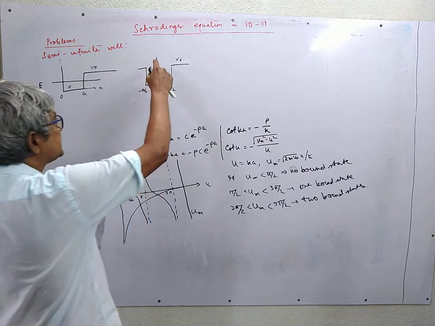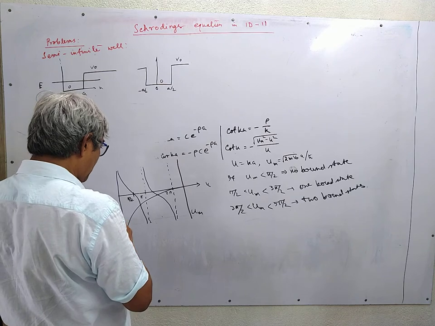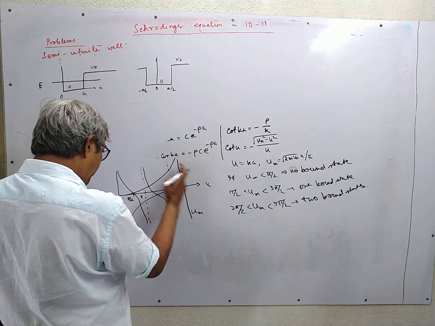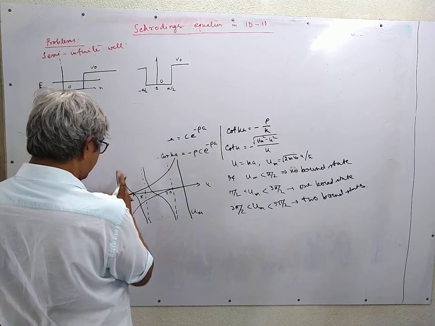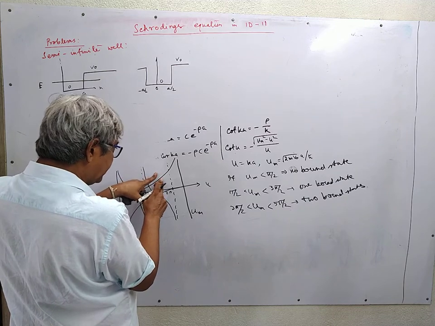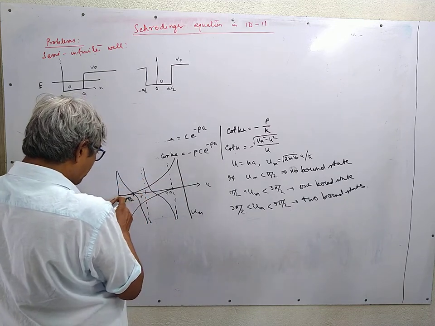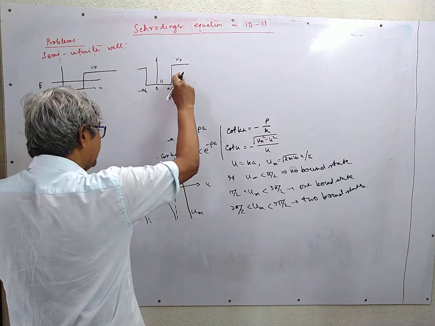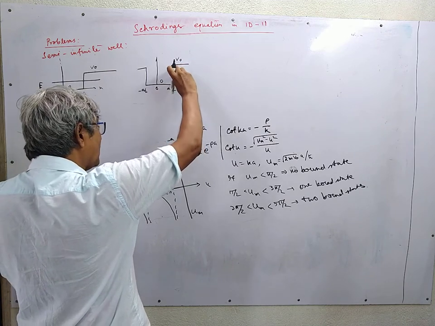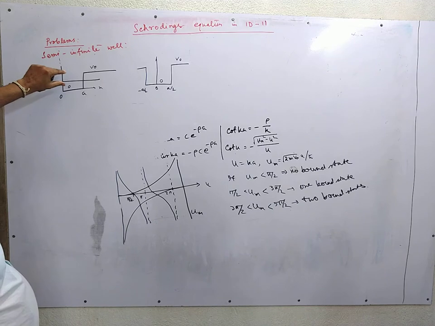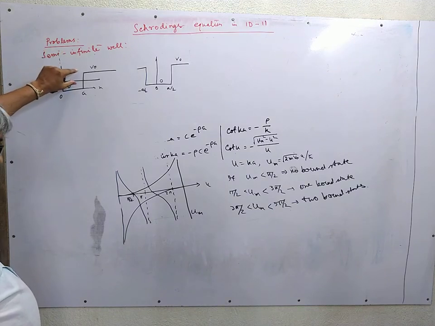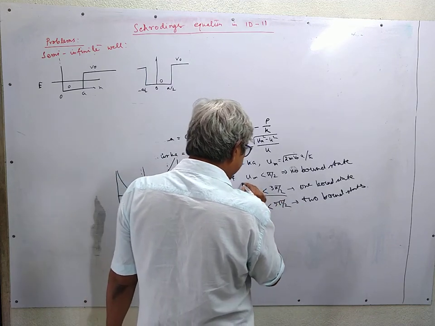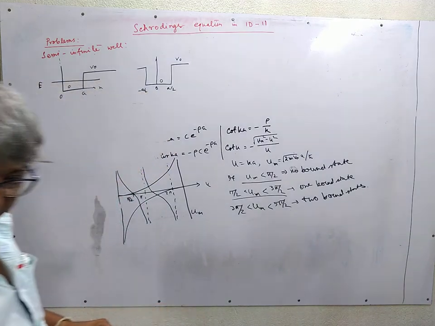We know that in this case the solution has two parts. This even part is like this, and there is an intersection of the even solution with the cot function between 0 and pi by 2, so it definitely gives a bound state, at least one bound state, however shallow the well may be. But in this case there will be a bound state only if this condition is satisfied. If u_m happens to be less than pi by 2, there is no bound state.